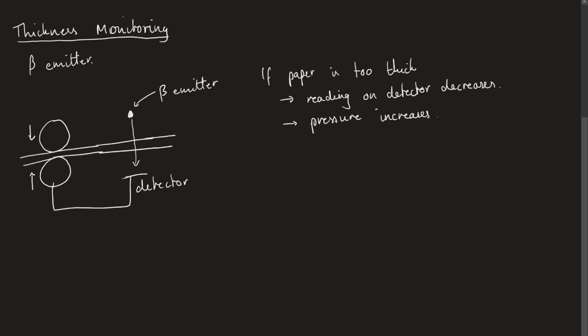And this then leads to, if the pressure increases, this pushes back down on the paper. Paper then gets thinner as it comes through here. Then what happens if it gets too thin? If we push too much, the paper is too thin, then the reading on the detector will increase.